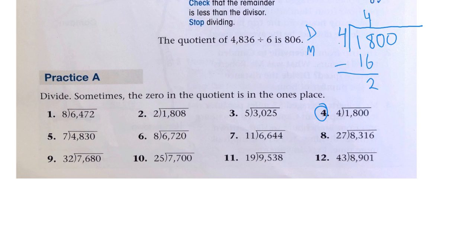Then subtract. We get 2. Then bring down. We get 20. So now we do it again. 4 goes into 20 5 times. 5 times 4 is 20. Nothing left over. Bring down the 0. How many 4s go into 0? 0 of them. So the answer is 450, or the quotient is 450.